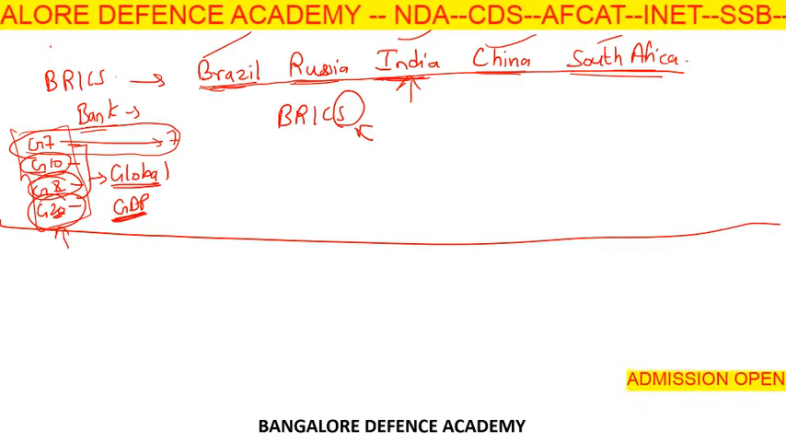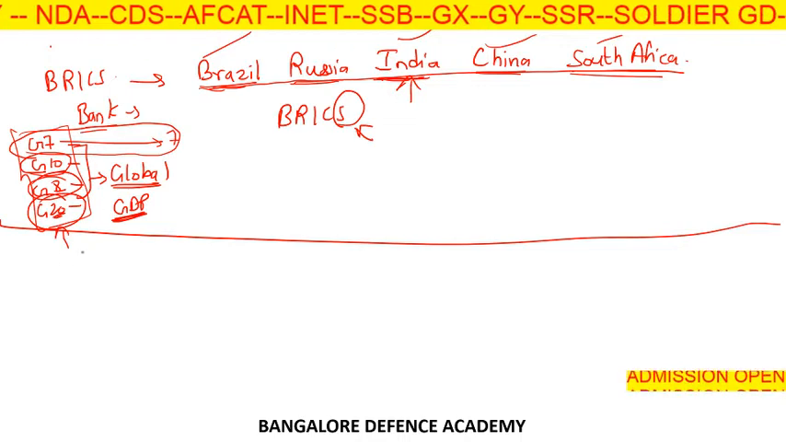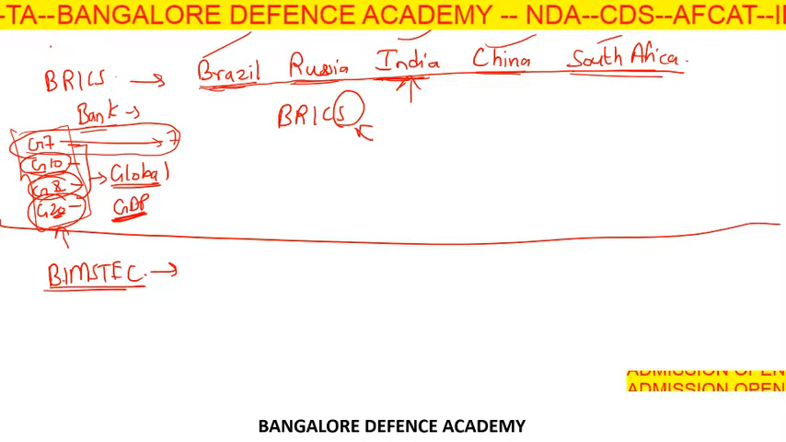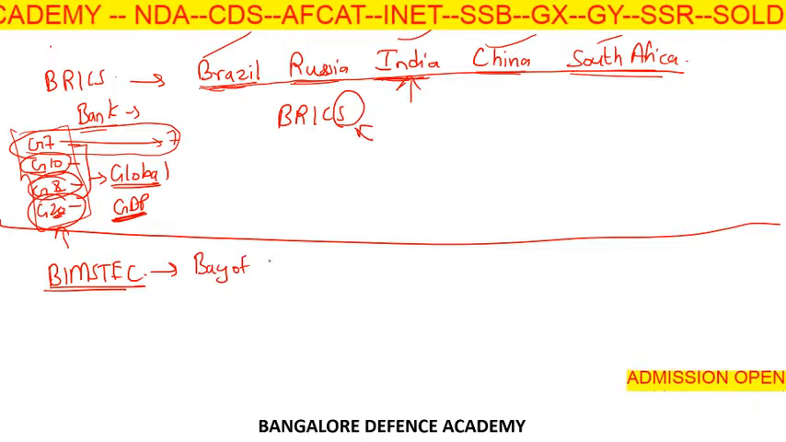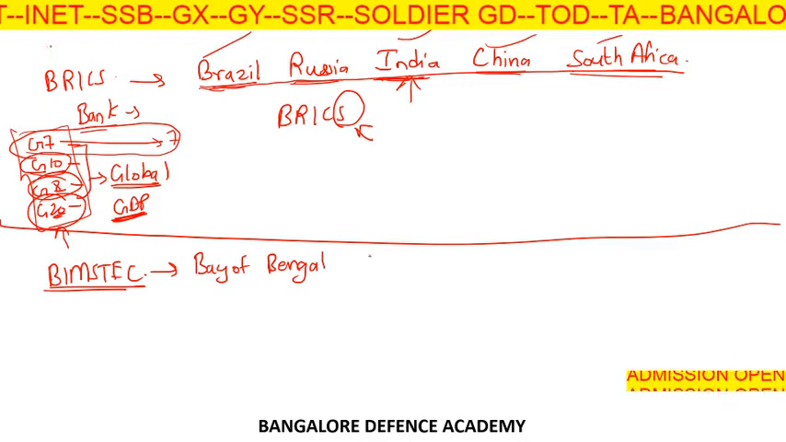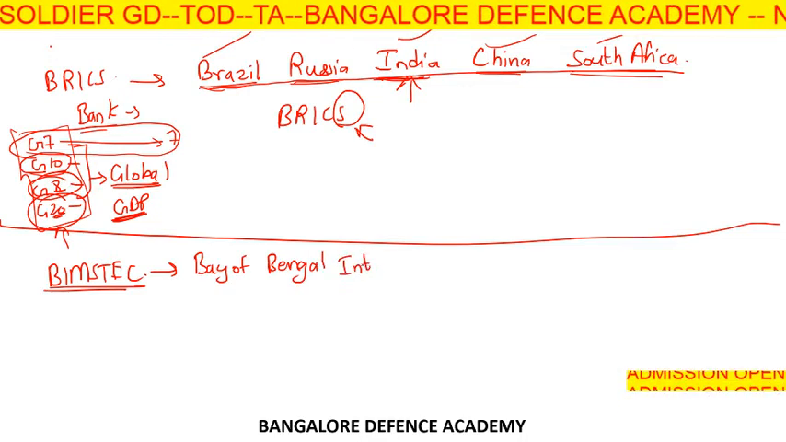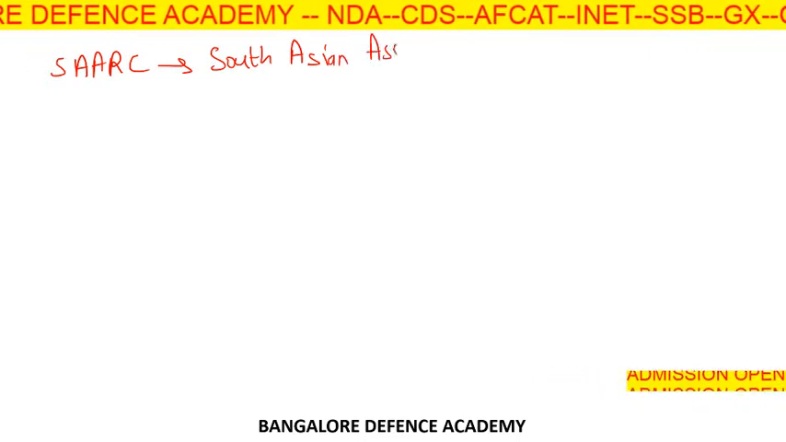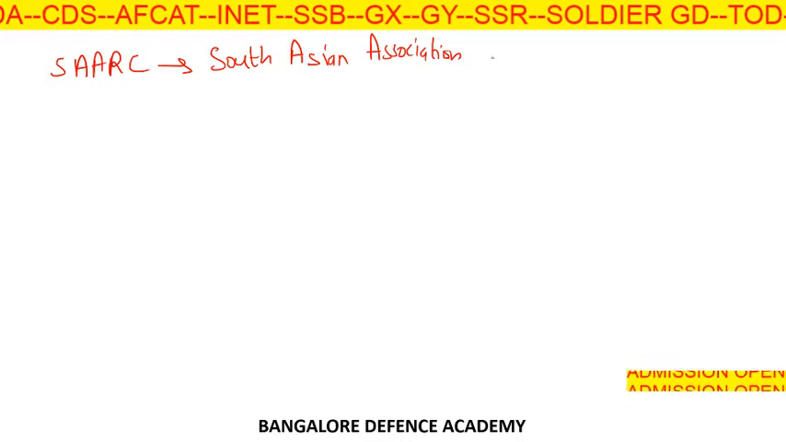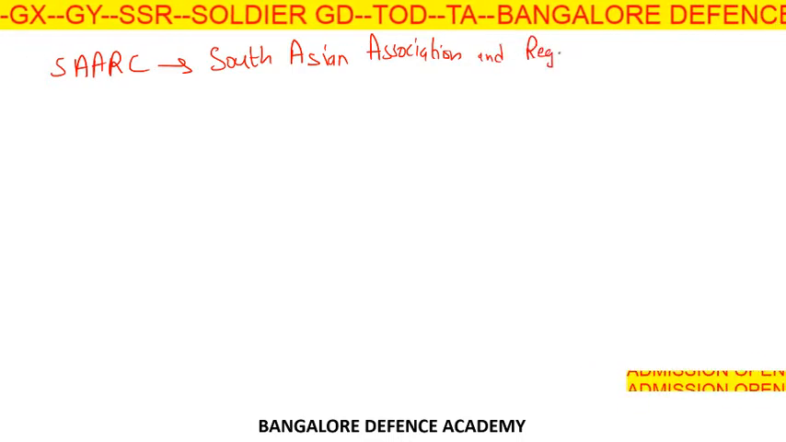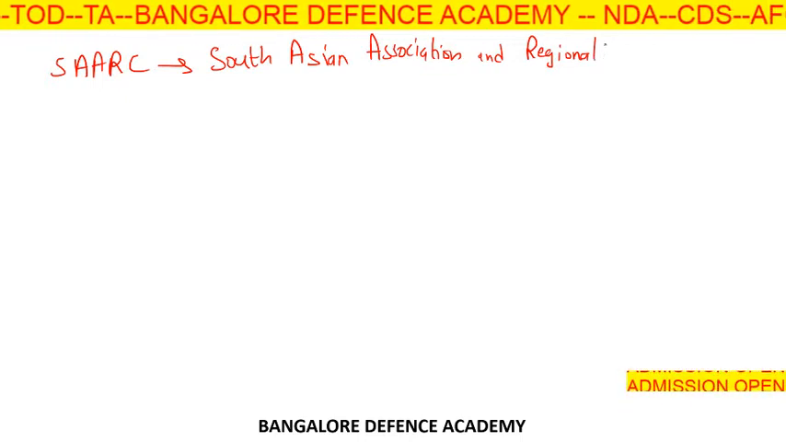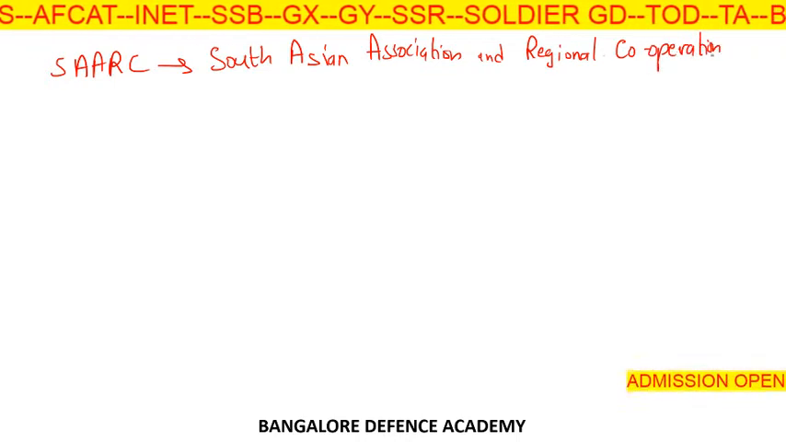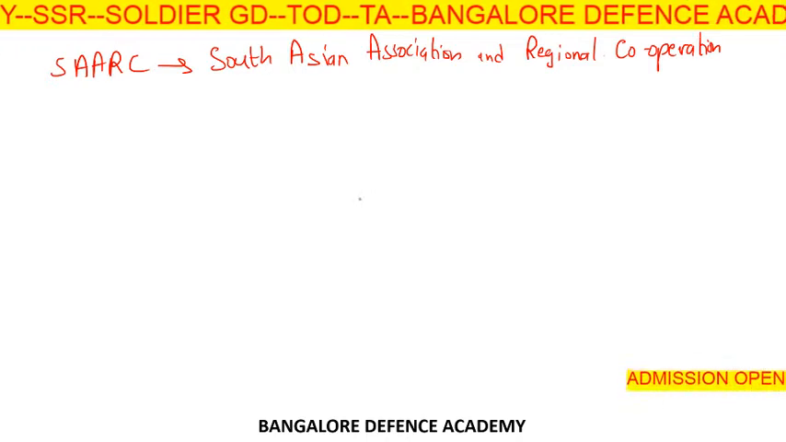Next, after this, you have one more thing called BIMSTEC. This is in Asia, a very important decision maker here. Now what is the full form of BIMSTEC? You can just write it down if you have a notebook. Bay of Bengal Initiative for Multi-Sectoral Technical and Economic Cooperation. Got it? This you have to keep in mind.